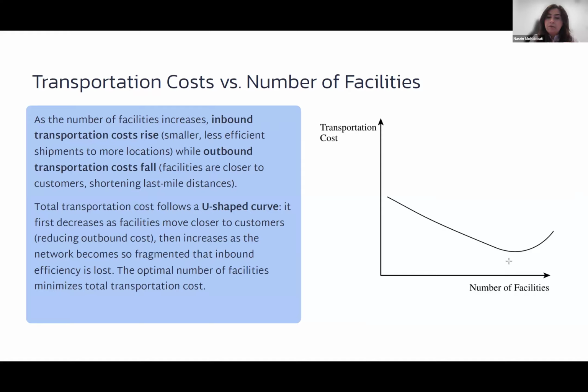Because now we have many stores, and many stores are actually shipping to the customers. So there are so many shippings happening in small scale and usually more expensive. Outbound transportation cost. But at some point, outbound transportation cost might fall.